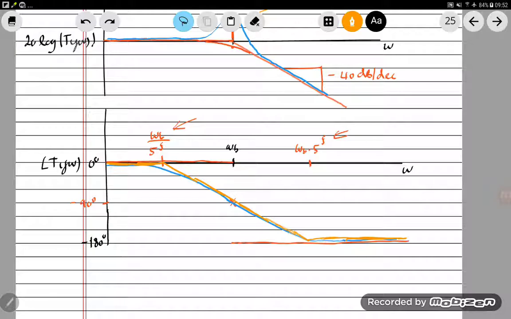The phase of that, you know you can approximate it by these three lines, and you know that you will have a 0 degree phase up to omega b over 5 to the power of zeta, and you will have a negative 180 degree phase beyond omega b times 5 to the power of zeta. And you also know you will have a negative 90 degree phase at omega b.